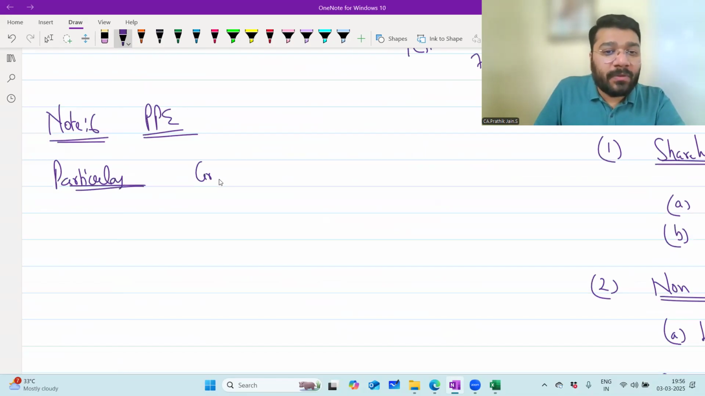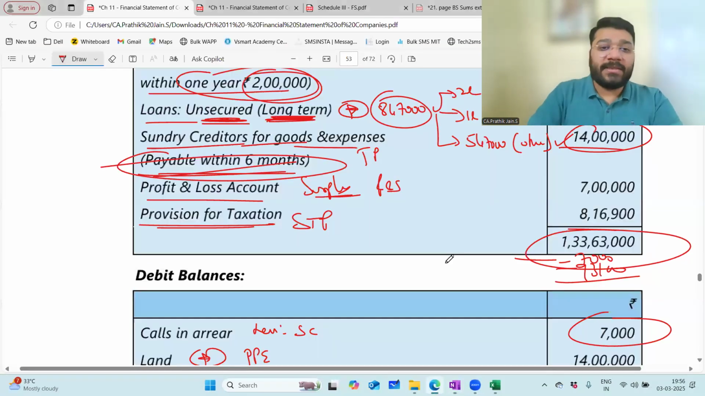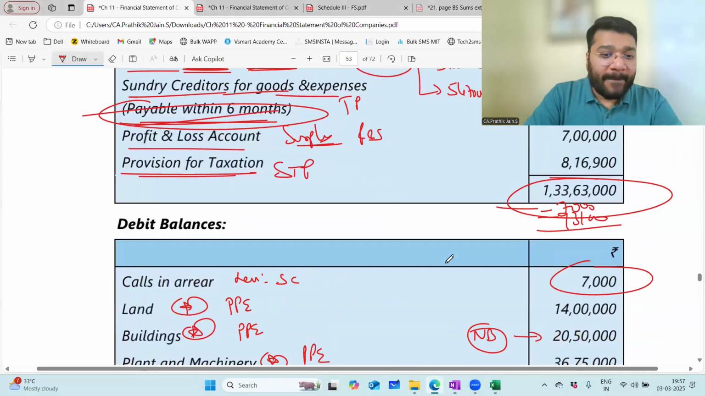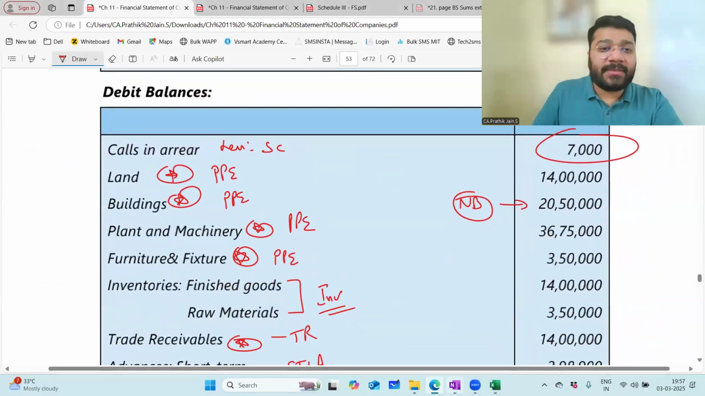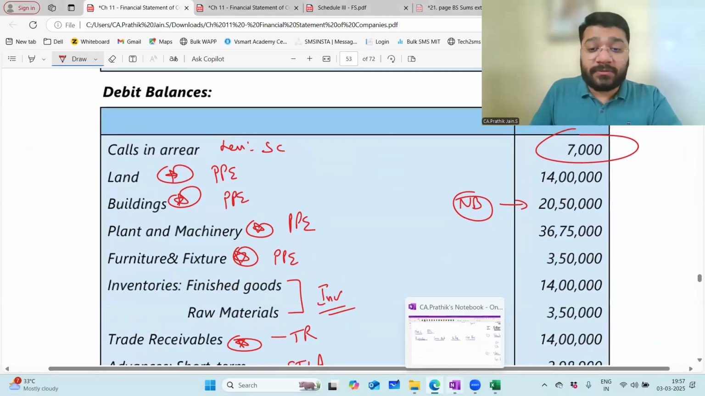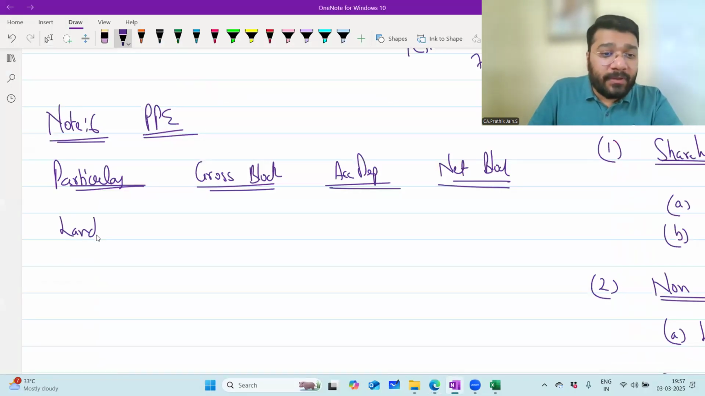Particulars. Gross block. Accumulated depreciation. Net block. What are the assets? Land. All those items which are given in the trial balance, debit balance column, is it gross block or net block? Net block. So land 14 lakh in the outer column, net block 14 lakh.